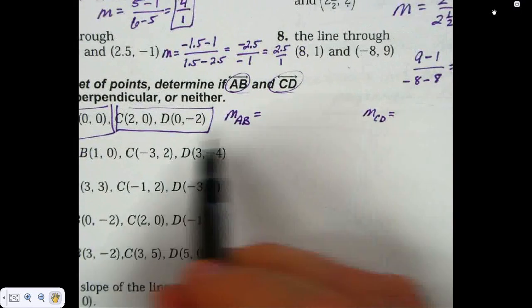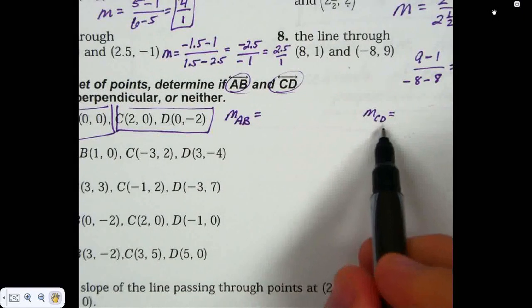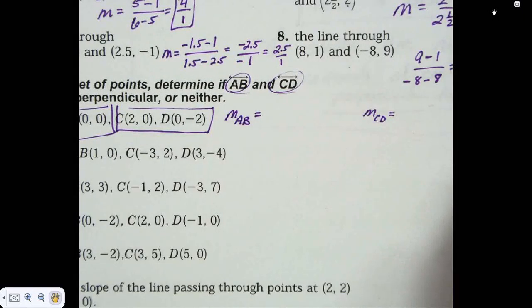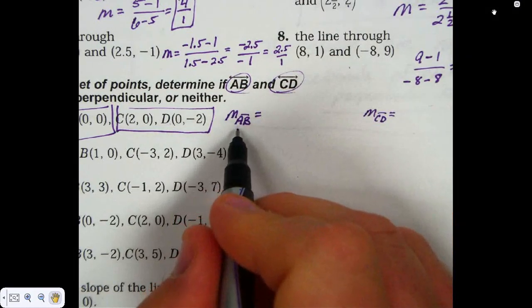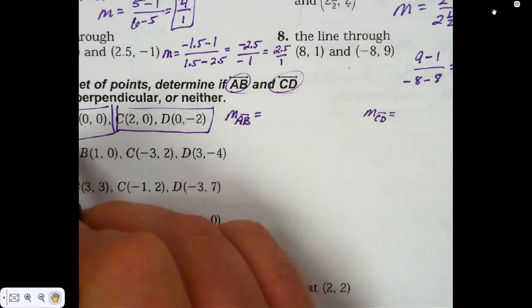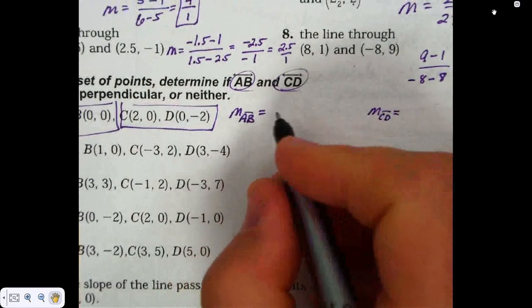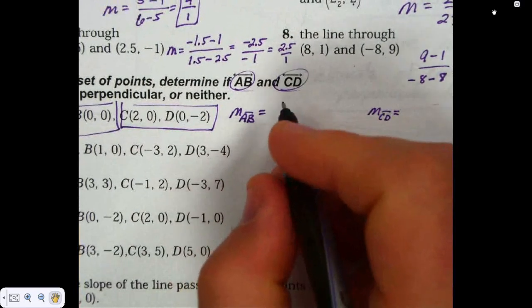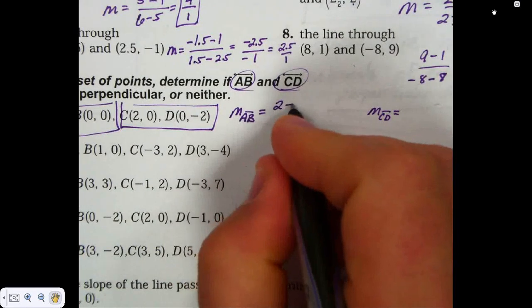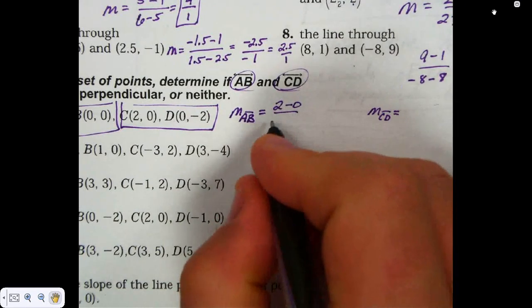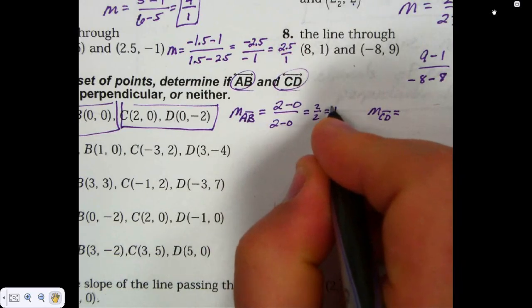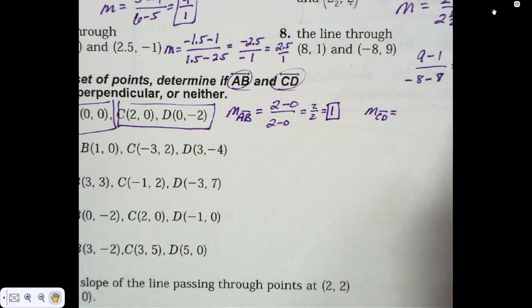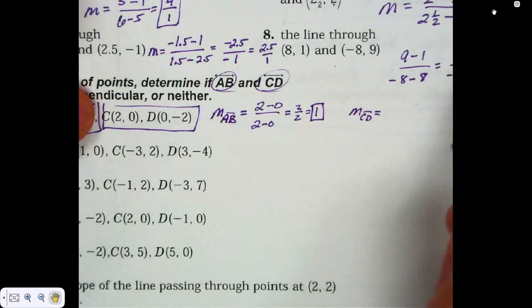How did I denote this so I could tell apart which slope I was talking about? I put the little AB in a subscript, didn't I? Under the M. So I know I'm dealing with A and B here. So what are my y's for A and B? What's my first y here? It'll be 2 minus 0 over what? 2 minus 0, which is what? 2 over 2, which is what? 1. So the slope of AB is 1 in this case.